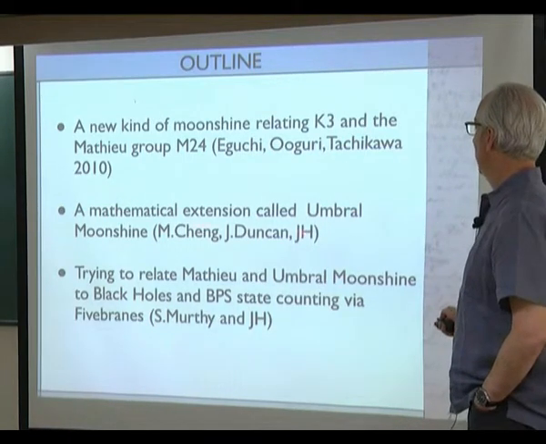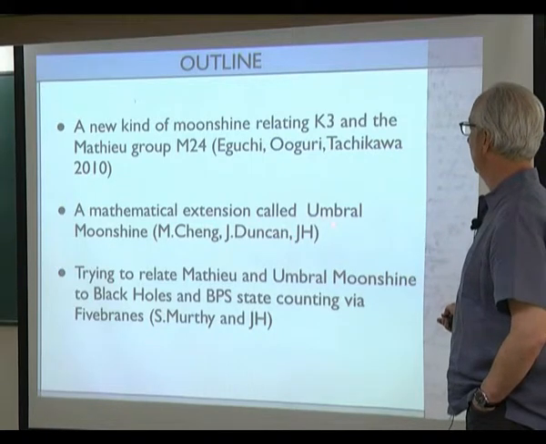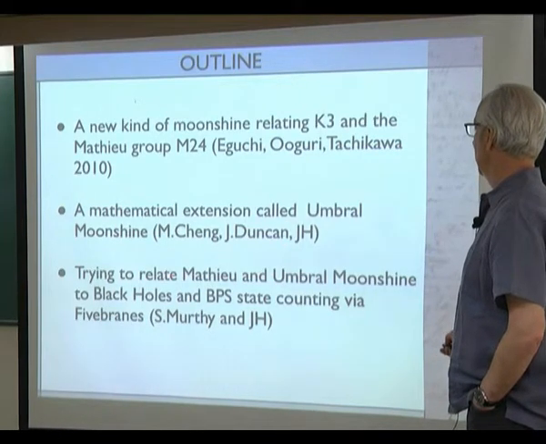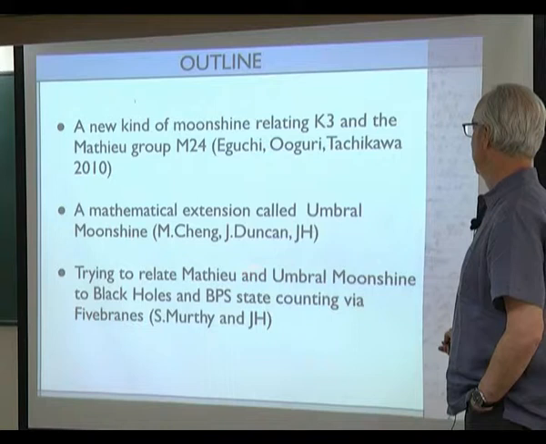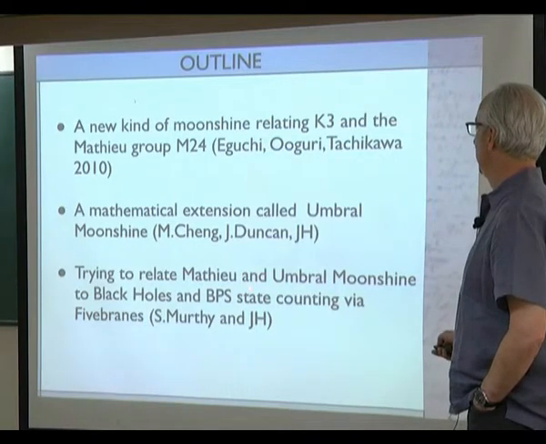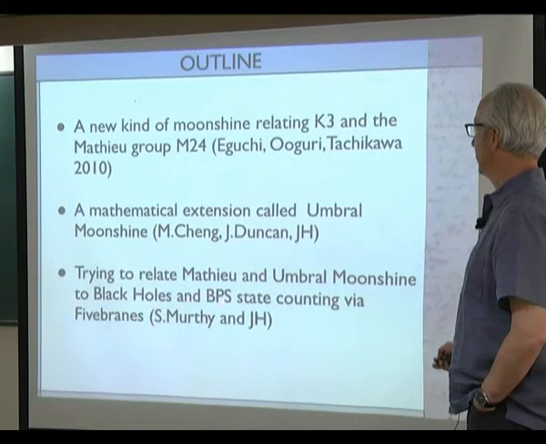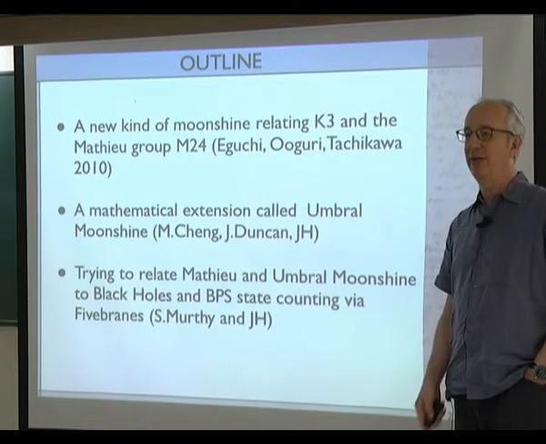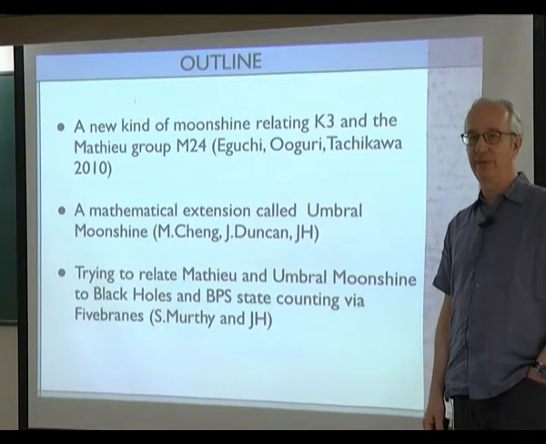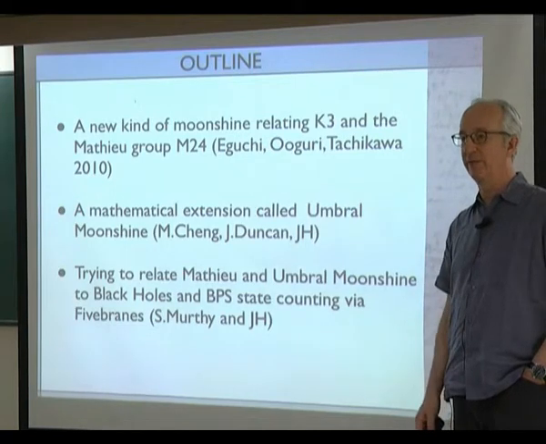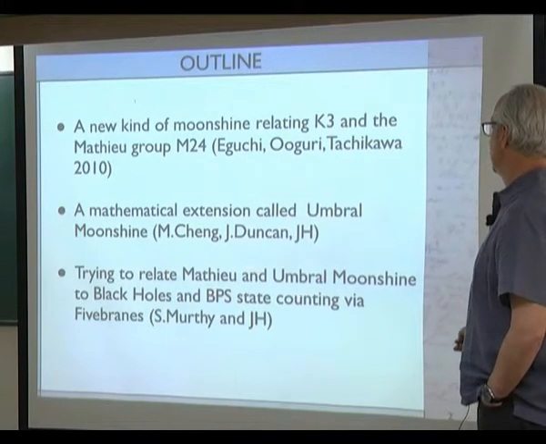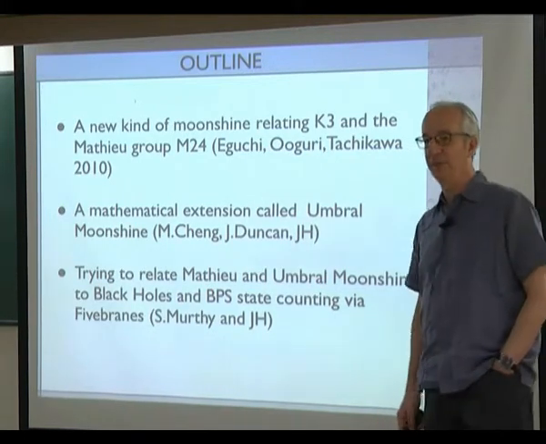Then I want to talk about an extension of this called Umbral Moonshine, which is work done jointly with Miranda and John Duncan. And then I will talk a little bit about some attempts to relate both Mathieu and Umbral Moonshine to something more physical, namely black holes, BPS state counting, and the conformal field theory describing 5-brane configurations. So there's a mathematical part, and then there's some attempt to relate this mathematics to something in string theory.